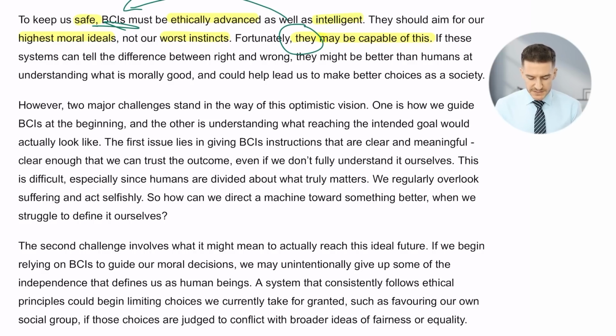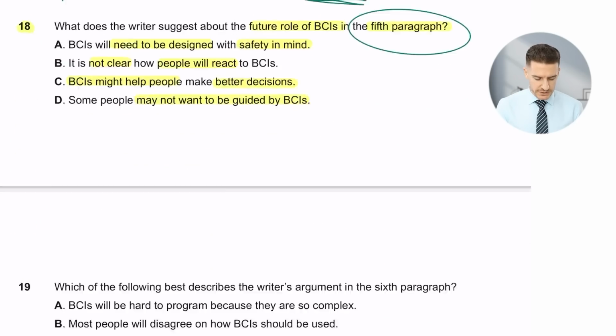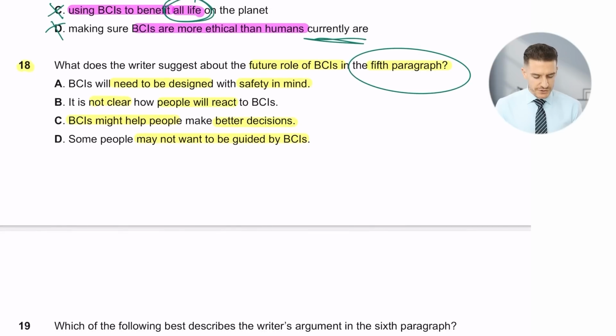Now let's keep reading. It says, if these systems can tell the difference between right and wrong, they might be better than humans at understanding what is good and could help us make better choices. I believe that's what one of the options was. It said something, I can't remember, but something about improving, something to do with humans. So that could be the answer. Now, we'll also keep in mind safe, because I remember something about safe as well. So let's go back down and we'll have a look at the options for number 18. So BCIs will need to be designed with safety in mind.